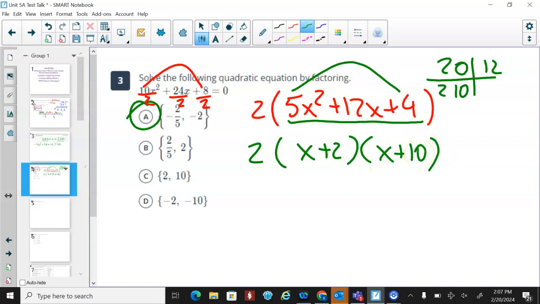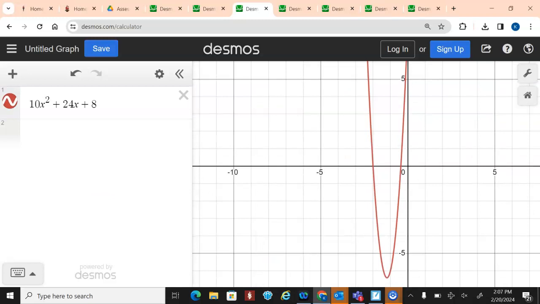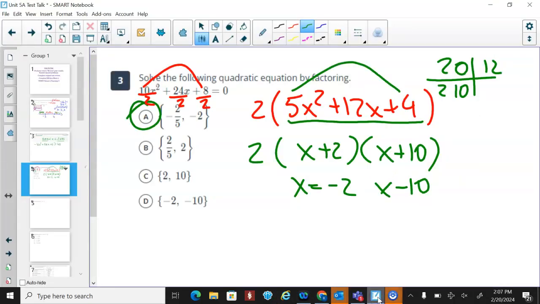Now, if I had made a mistake, I would set it equal to 0 and think that my answers are -2 and -10. But because I forgot something, and because I checked it on Desmos, I realize I made a mistake. That's not the correct answer. The correct answer should be A. Again, use Desmos to guide you in the right direction when you get lost. So I know this is not proper. I know that's not the answer.